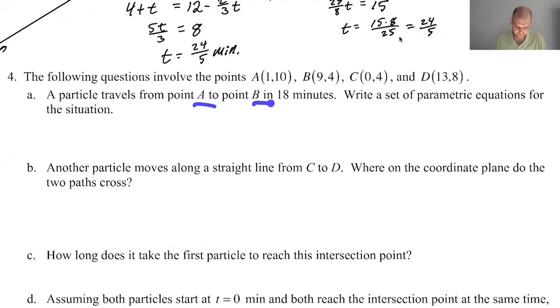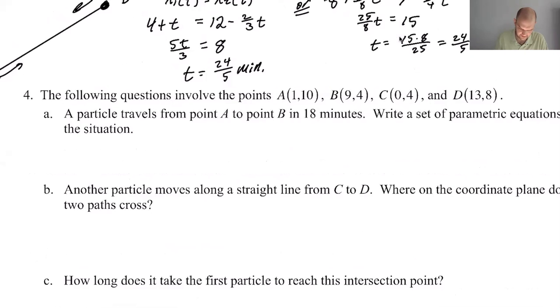Particle travels from A to B in 18 minutes. Write parametric equations. All right, we're going to say this is particle 1, and therefore x1, y1. So you're starting at A, so 1, 10. And then, all right, A to B.